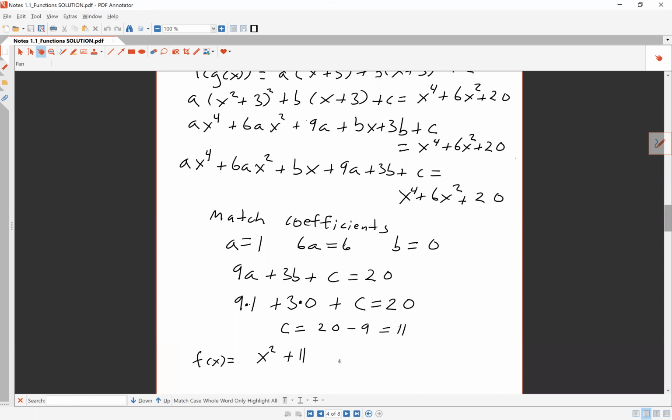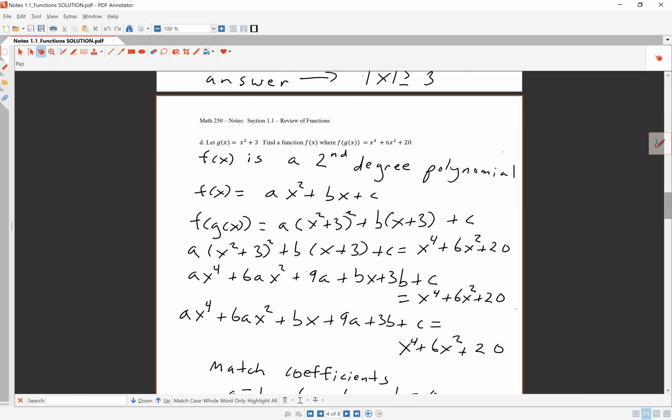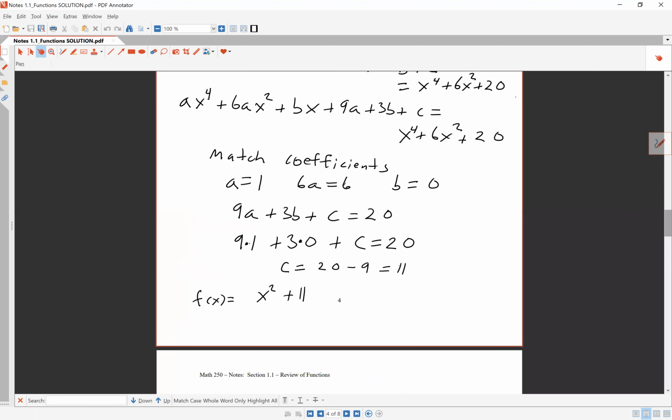And I would actually recommend that you verify. Okay, so I should have checked my work and my answer, and I didn't. But why don't you go ahead and do that? So I'm saying if f of x is x squared plus 11, then f of g of x is x to the 4th plus 6x squared plus 20. I'll do a better job of checking my work in the future. But definitely check your work to make sure that f of g of x actually is x to the 4th plus 6x squared plus 20.